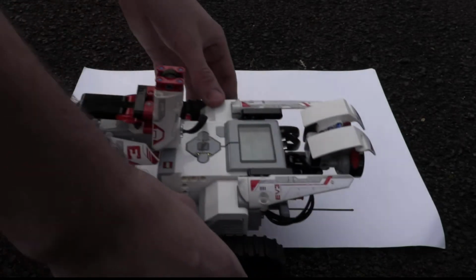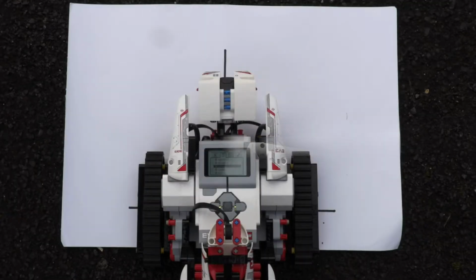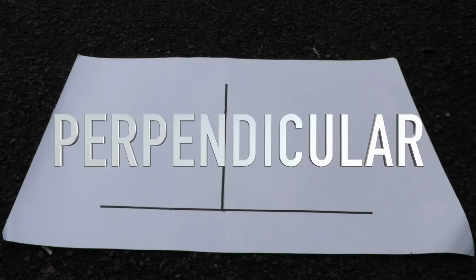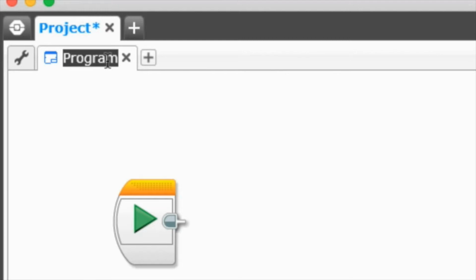We now know that these lines are exactly 90 degrees apart, so we can line up Eve with our first line, and we want Eve, when he has finished his turn, to be lined up with the second line. The proper term for a line like this in mathematics is perpendicular. Now we can experiment with our program to achieve our 90-degree turn.